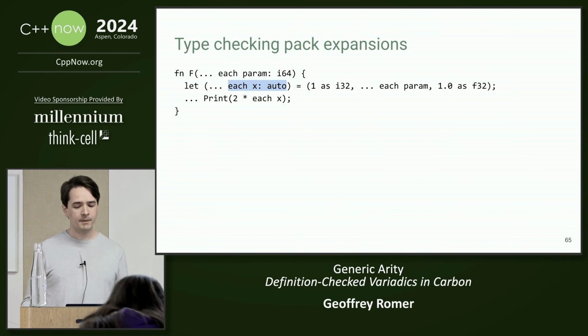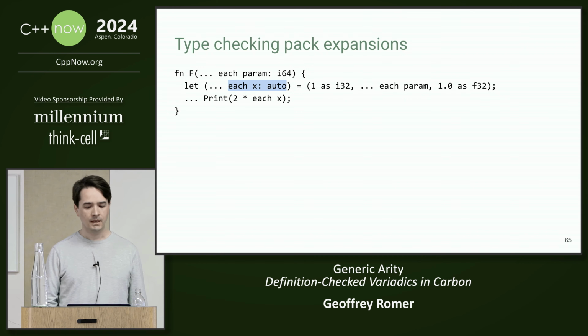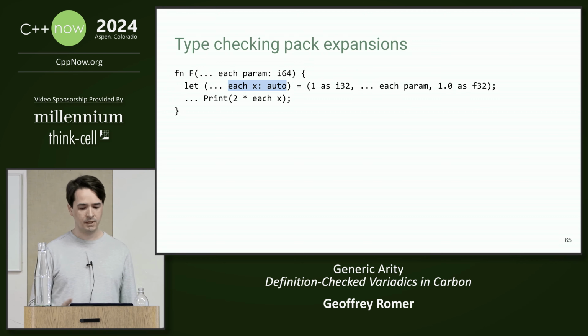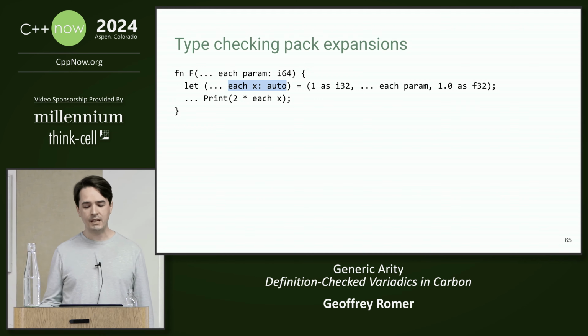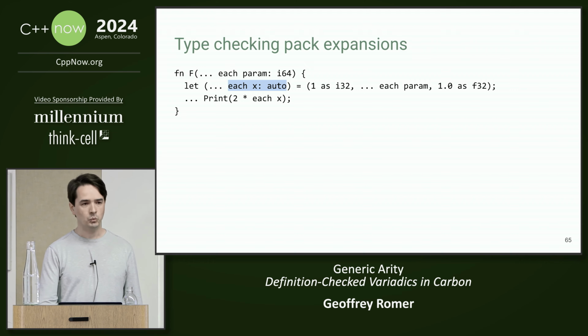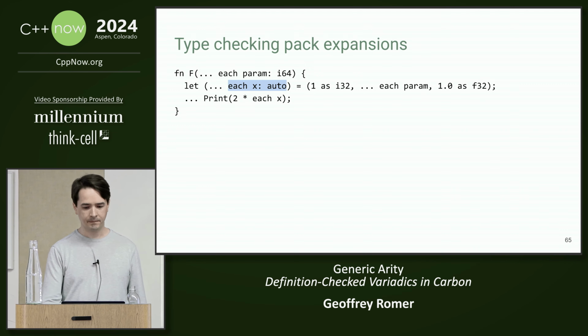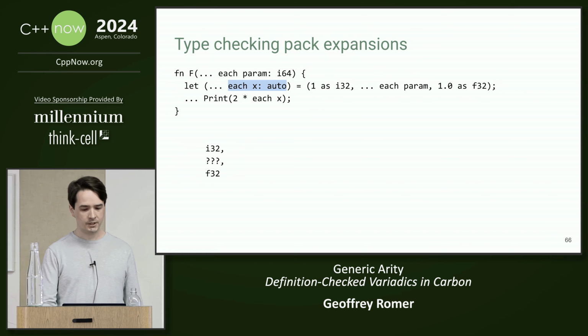So before we can really talk about checking the types in Variadic code, we need to figure out how to represent those types. So we'll start with this toy example. We need to figure out how to represent the type of X. It's a pack, so its type is going to be some sequence of element types, like a tuple. But what's the actual sequence of element types here? We know the first element is going to be I32. We know the last element is going to be F32. But what goes in the middle?